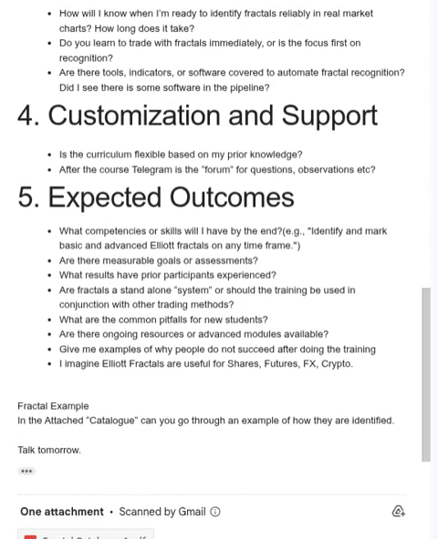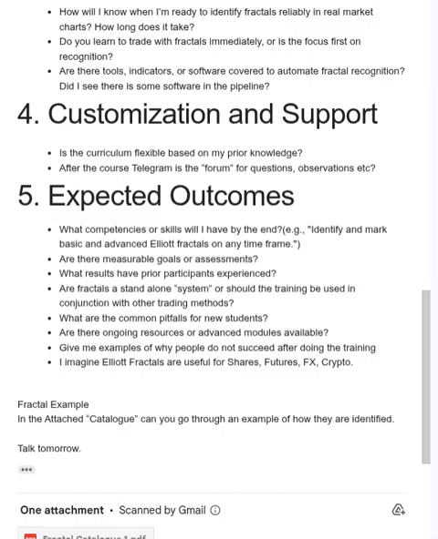Are there tools, indicators, or software for fractal recognition? We did create a program for the fractals. Sometimes it worked, sometimes it didn't. You still need your mind to recognize the fractals, but we're still working on that. Is the curriculum flexible based on my experience? Well, if you've been trading for a while, that's all you need to know: how to put in a sell or buy and a stop.